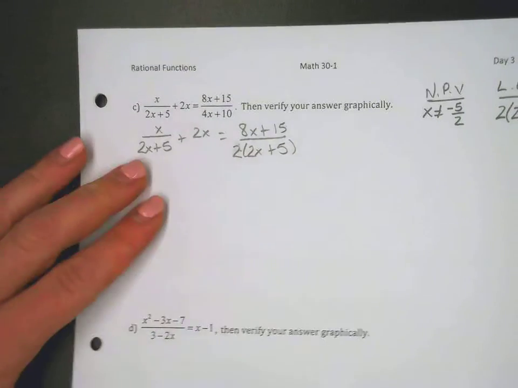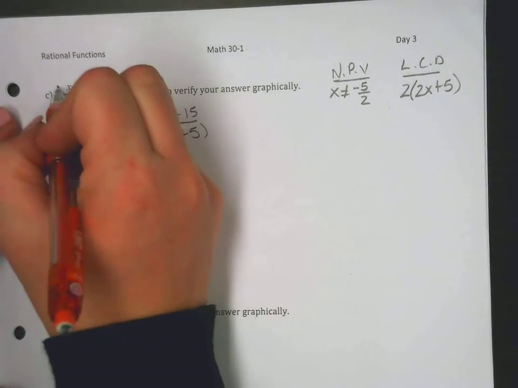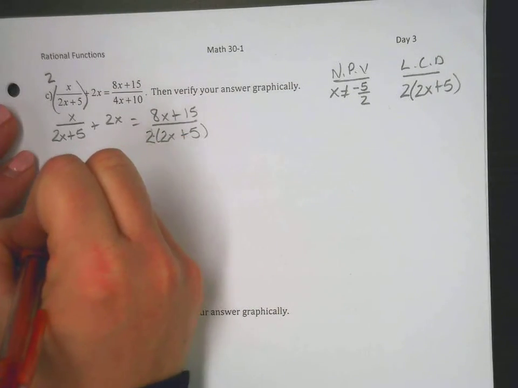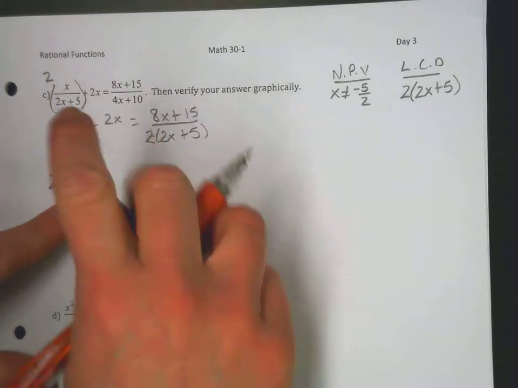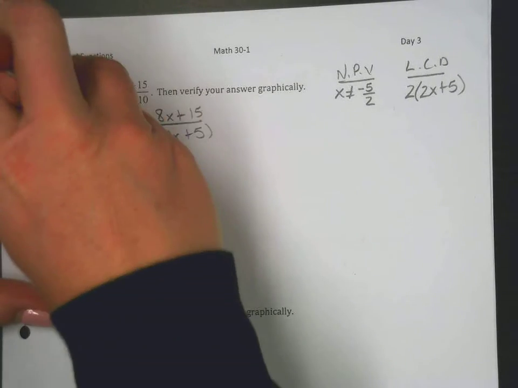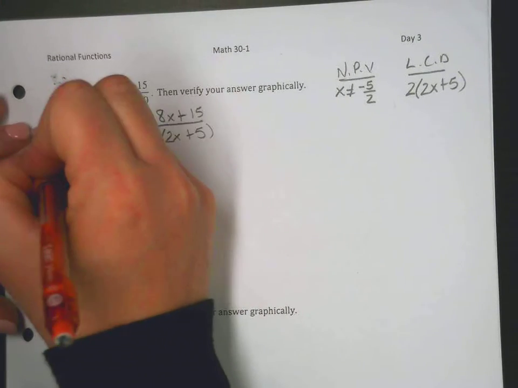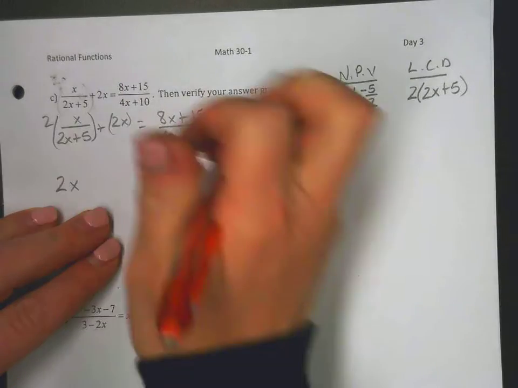So I would have to multiply this whole first fraction by a 2. So 2 times x is 2x. Okay, I should have shown this down here. The second fraction, I'm missing this entire denominator, so I'd have to multiply 2 and a 2x plus 5.